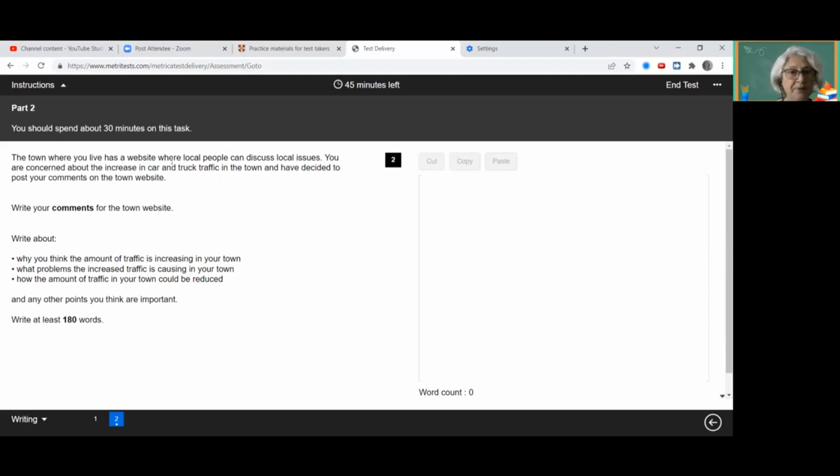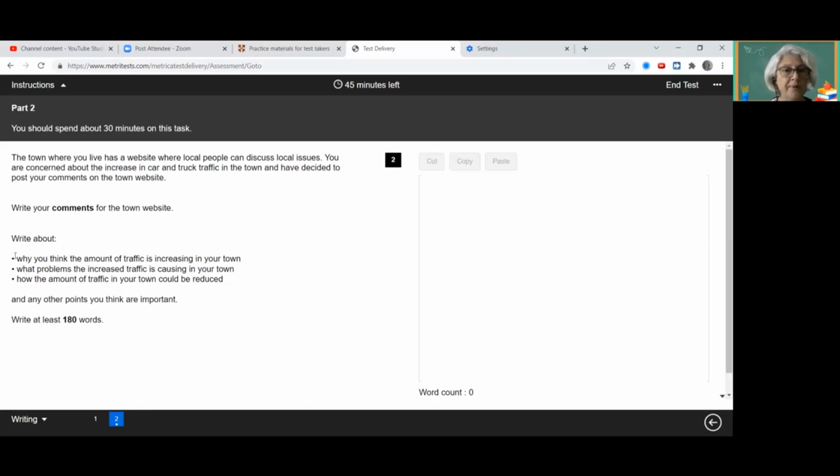So this is the topic here. And they're telling you what you need to write. You need to write comments for the town website. So this isn't a friend like in the other exercise. This needs to be written in formal language.